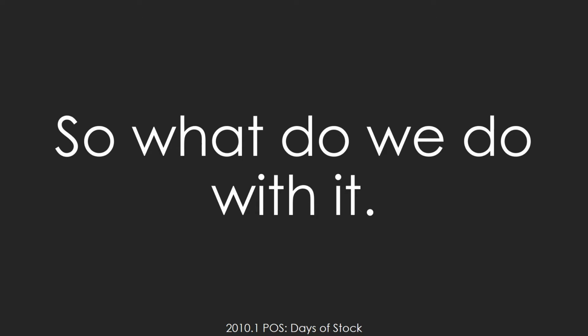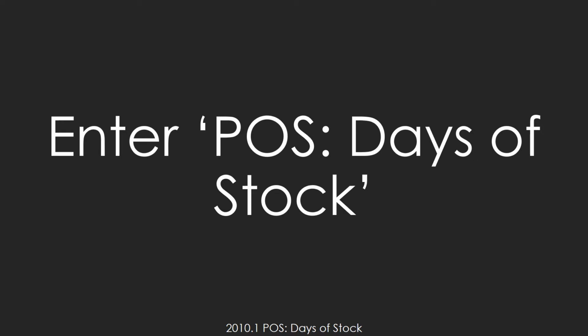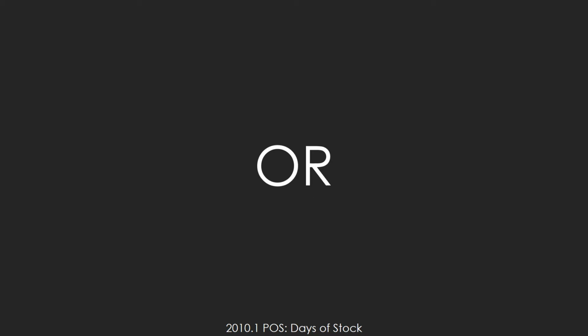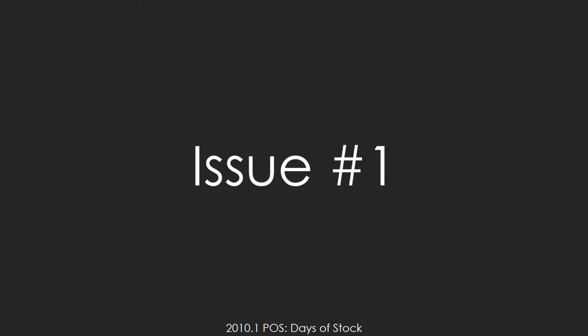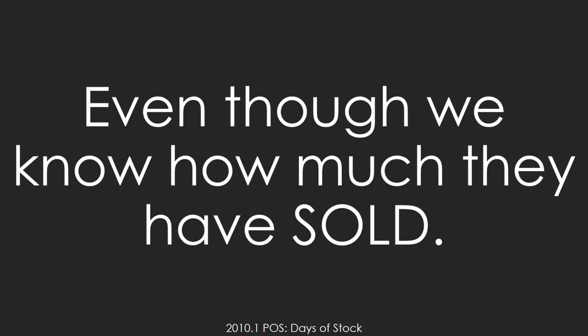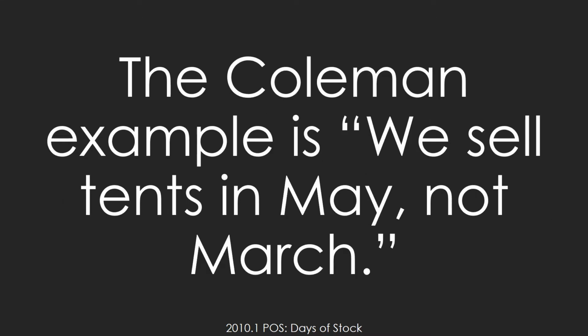So what do we do with it? Step 3, enter point of sale days of stock. Or, how many days does a customer have of our product? Issue number 1. Even though we know how much they have sold, we don't know how much they will sell. The Coleman example is, we sell tents in May, not March.